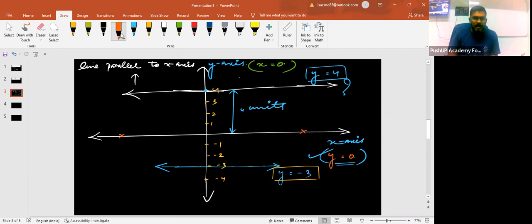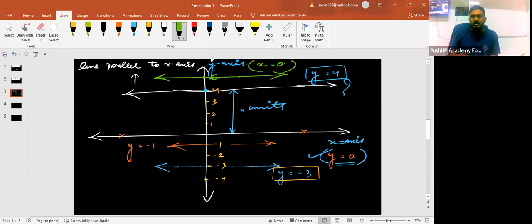Imagine, children, I have another line, brown in color, which is passing through -1. Can you tell me what would be the equation of this brown colored line? Y is equal to -1. Easy. Imagine I have 6 over here, and I'm drawing a line which is green in color through 6 on the y-axis. What would be the equation of this line? Y is equal to +6.